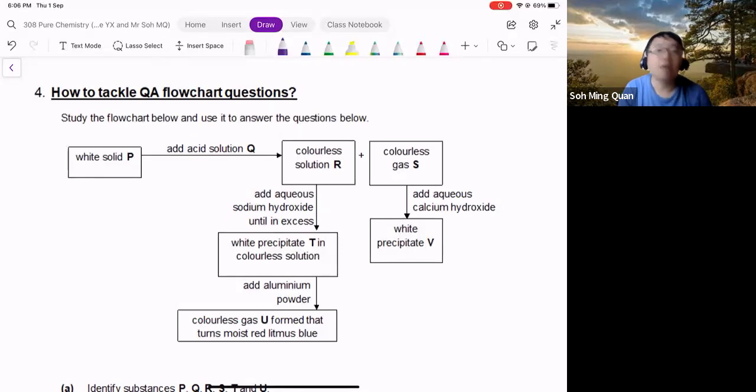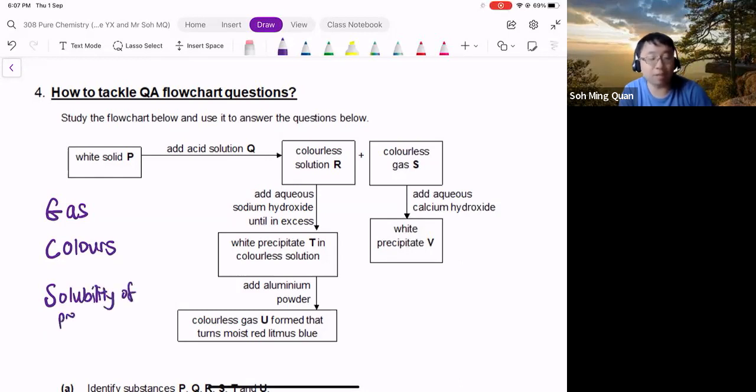Now, when you are faced with this kind of flowchart question, it's like you being a detective. Where do you start? What are the clues? Can you piece the clues together to get the whole story? So, which clue do you start with first? I'm sure Mr. Lee mentioned good chemistry students must start with the gas first. That means you identify the gases first. Then you look at colors. And finally, you look at the solubility, of course, solubility of the precipitates.